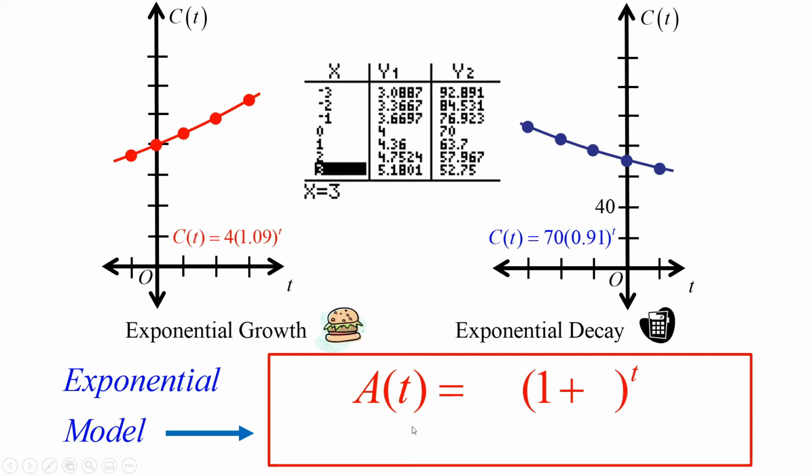Okay, now here it is, and I hope you've noticed this. What did we always start with? Our y-intercept. This is our initial condition right here, and we call that a sub 0. And then in the growth factor, we always have a 1 plus our growth rate. And we call that our r to the t power. There's your exponential model right there.